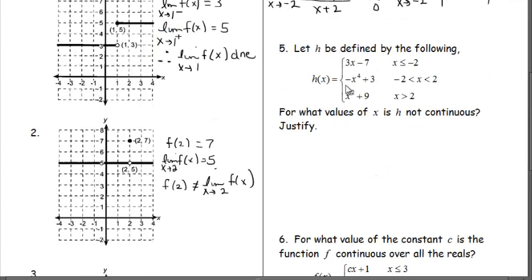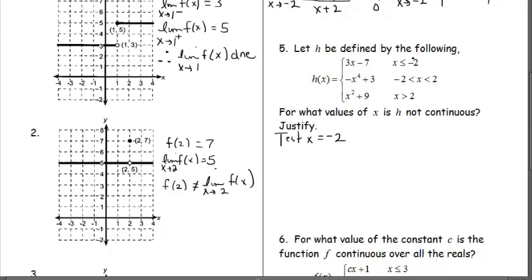The question is, for what values of x is h not continuous? Well, looking at these pieces, they're all continuous on all real numbers. So the only case that we really need to consider is at the x coordinate of the break, where these two pieces come together. So we really have two test places: x equals -2, and then the graph transitions again at x equals 2. So let's start with testing x equals -2.